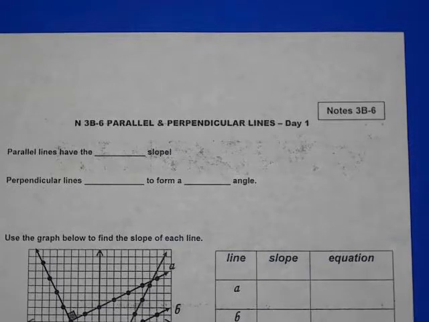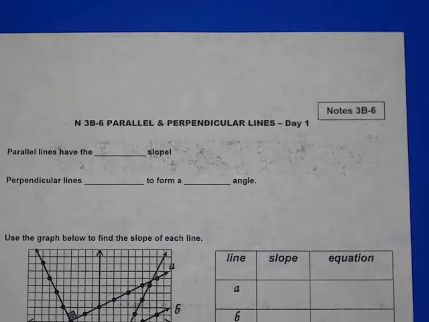Okay, so I want to talk about the slope. Okay, focus. I want to talk about slope. Slope, look up here, measures the steepness of a line. Okay, slope measures the steepness of a line.